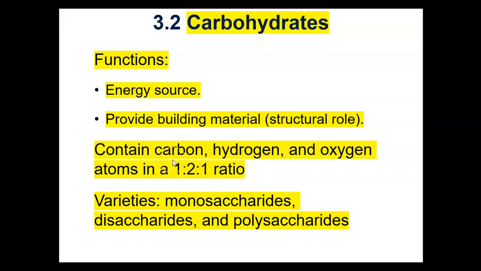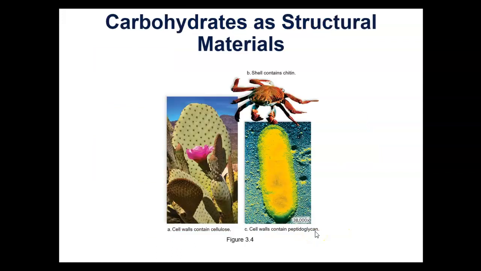And carbohydrates, particularly the smaller monosaccharides, simple sugars, are going to contain carbon, hydrogen, and oxygen in a special ratio, a 1 to 2 to 1 ratio. So glucose, for example, is 6 carbons, 12 hydrogens, and 6 oxygens. So 6 to 12 to 6, which is 1 to 2 to 1 when you reduce it. The varieties of carbohydrates are monosaccharides, disaccharides, and polysaccharides, and you'll need to know some examples of each.